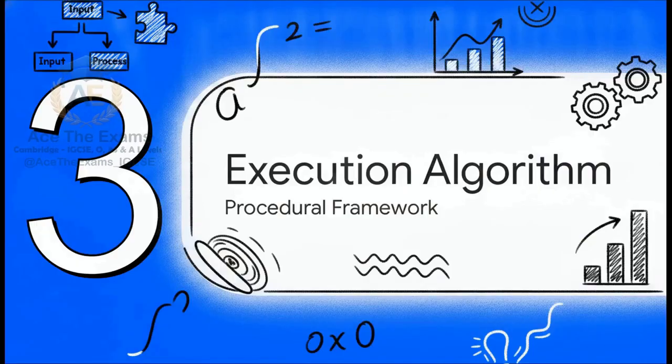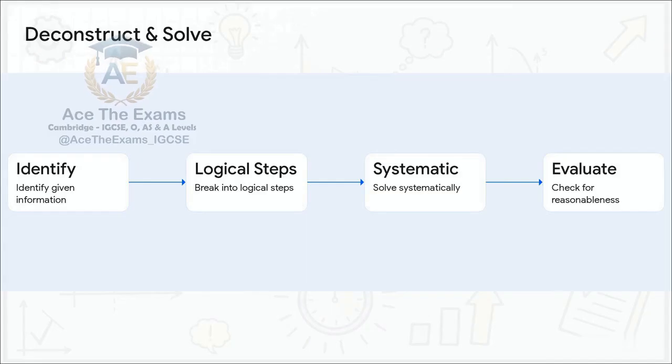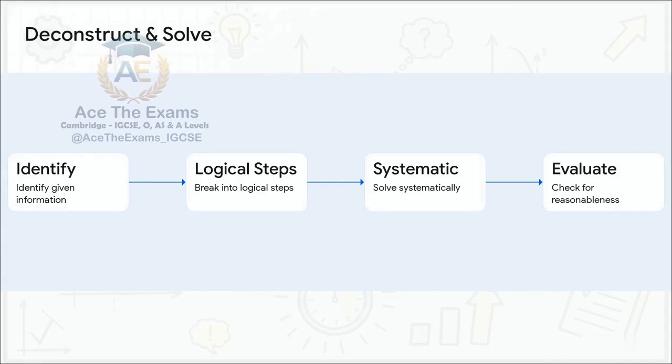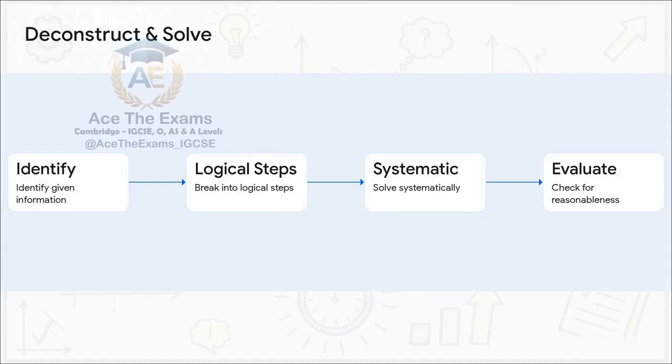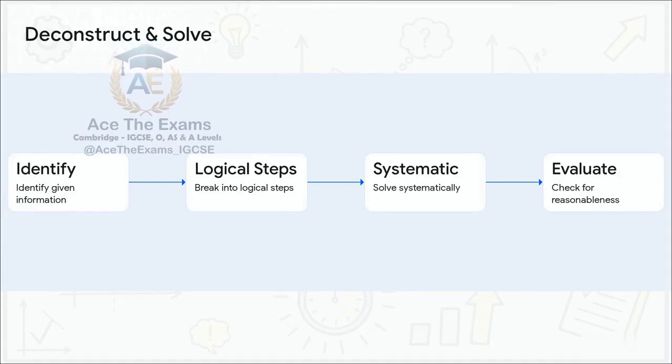All right, Section 3, the execution algorithm. We've got our inputs. Now we need the actual procedural loop to solve the problem. Here is your brilliantly simple deconstruct, solve, evaluate loop. This right here is your ultimate algorithm for literally any complex product or quotient rule question you will face.